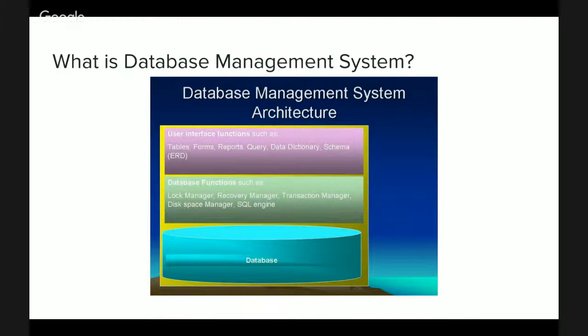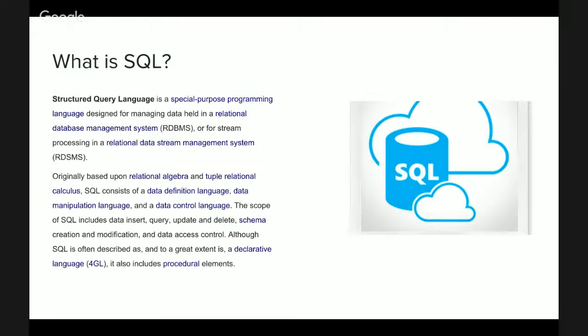And here's the database management system architecture. The basic thing is the database, and upon the database are the database functions, such as the log manager, recovery manager, transaction manager, and so on. And the upper layer is user interface functions, such as the tables, forms, reports, and data dictionary as well.